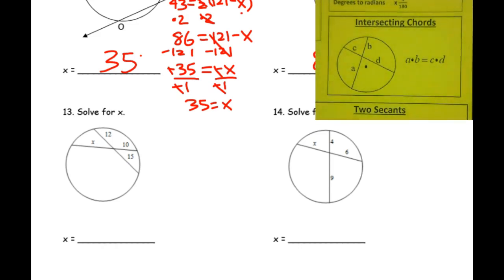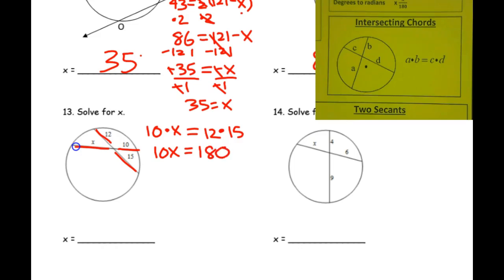So you got to be really good at finding this stuff on your formula chart, and you'll be good. So intersecting chords, you're just multiplying the parts of each chord and setting them equal. So again, it's A times B equals C times D. Multiply the parts, set them equal. So similarly, x and 10 will be multiplied. So 10 times x equals the other chord, 12 and 15, multiply. 12 times 15. 10 times x is 10x equals 12 times 15 gives you 180.